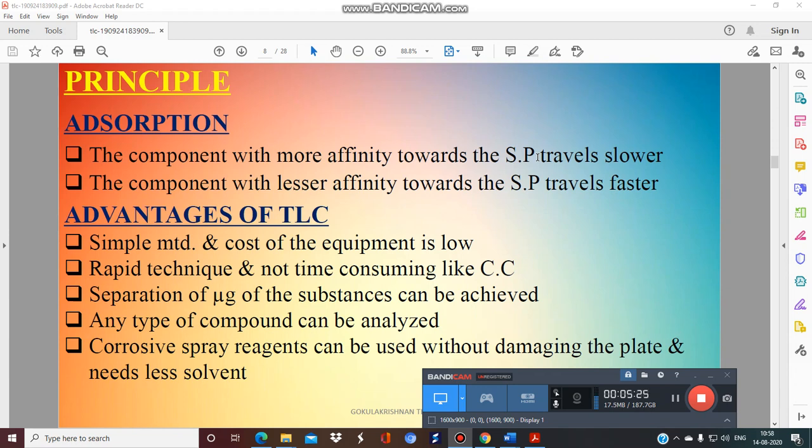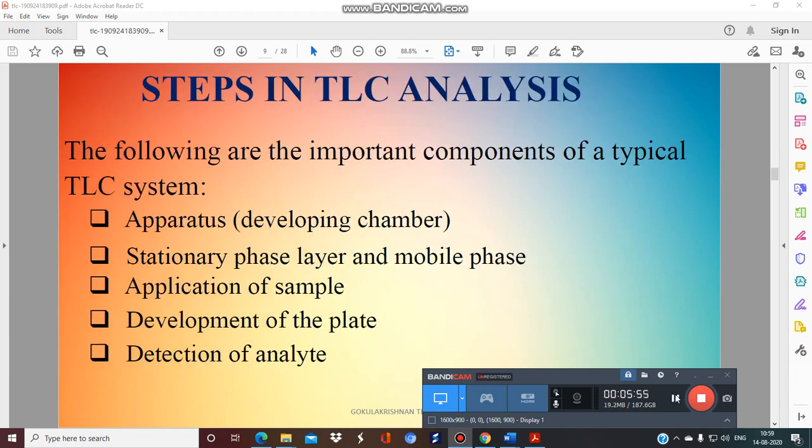And we know in the case of TLC the stationary phase is polar, whereas the mobile phase is non-polar. So we can say that the compounds which have greater affinity towards the stationary phase are somewhat polar in nature, whereas the compounds which have greater affinity towards the mobile phase are less polar, or we can say non-polar, because in TLC we use a non-polar mobile phase. Okay, I think this is clear.